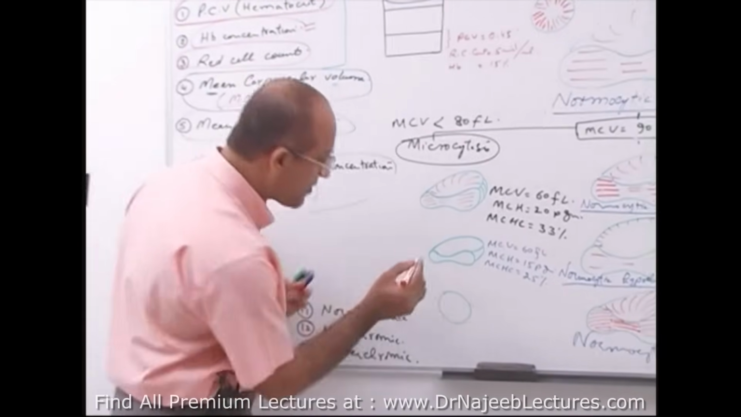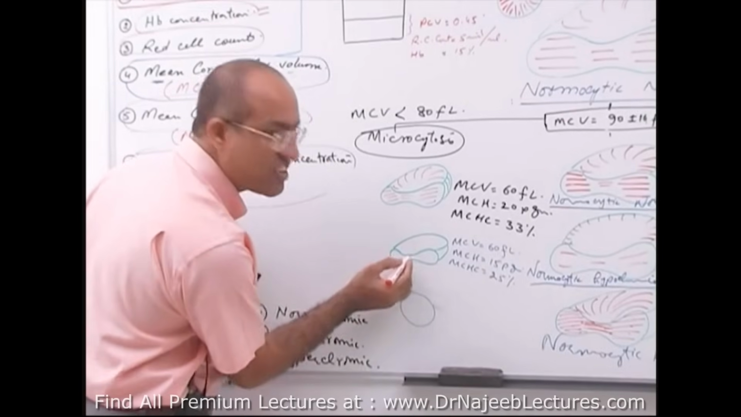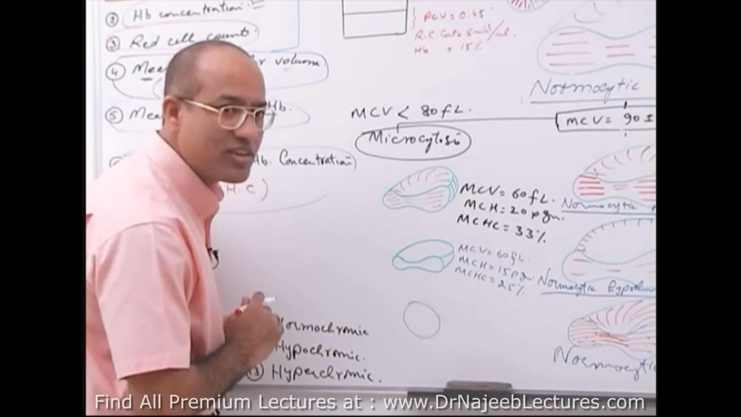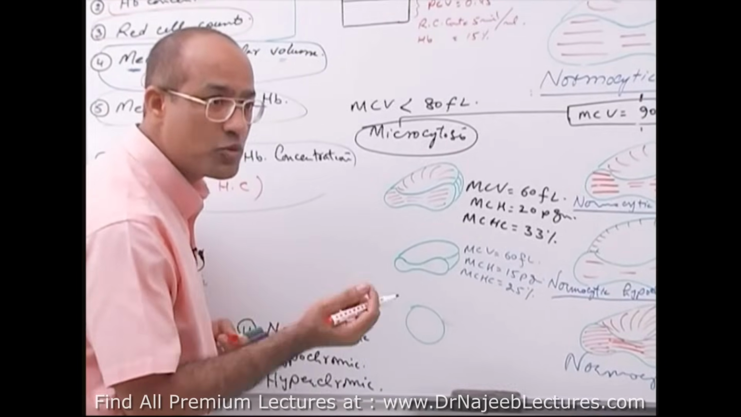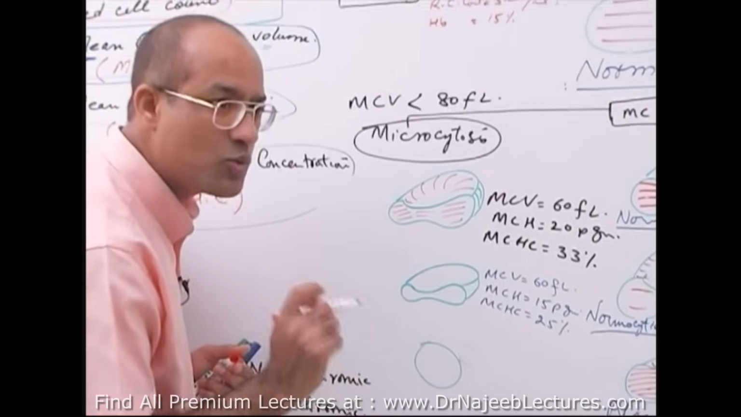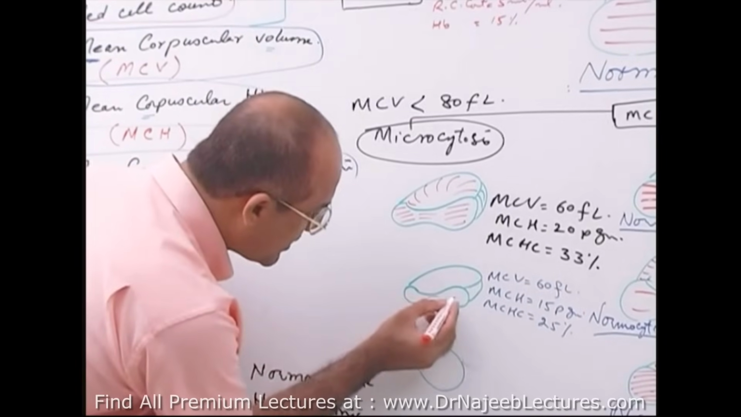So what does it mean? Even though the RBC is small, the hemoglobin is too small. It is very less juicy. Not only is it small, even the juice is also too less. So it will become like this.